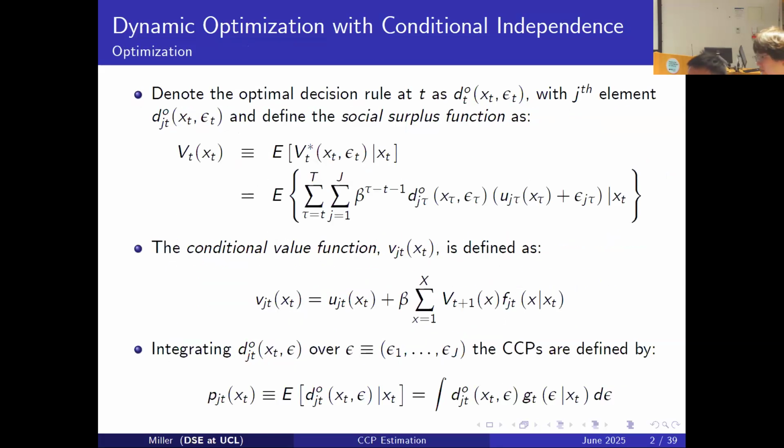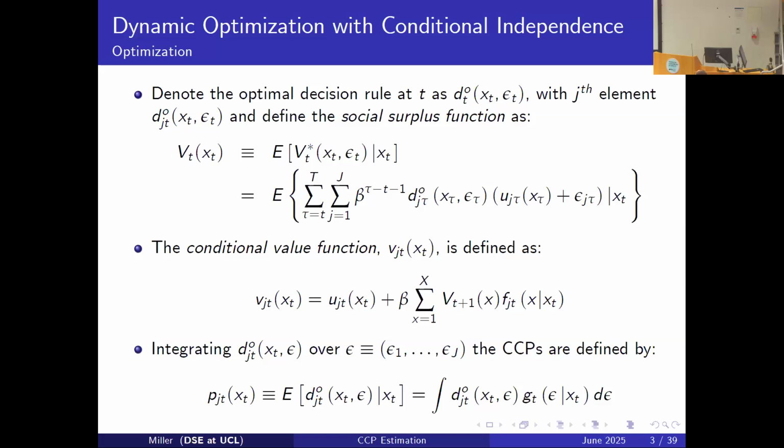Fair enough. We have an optimal decision rule. That's the little o. And now what we're going to do is just form this big V by integrating out over this period's epsilon. That is the social surplus function that we talked about just before break. All good?